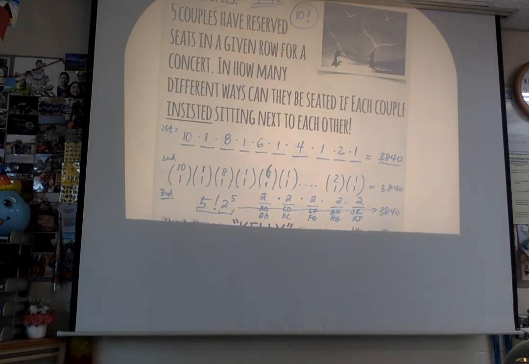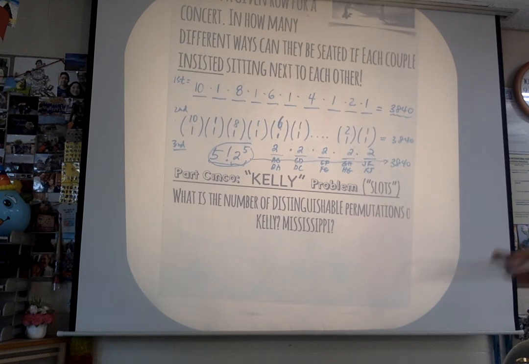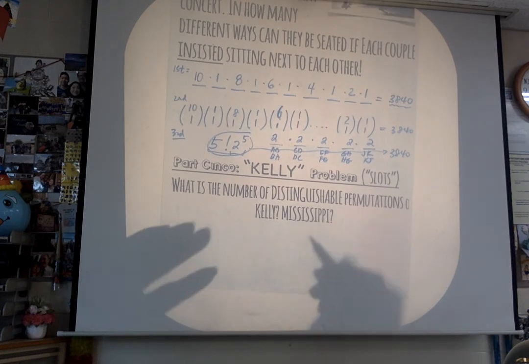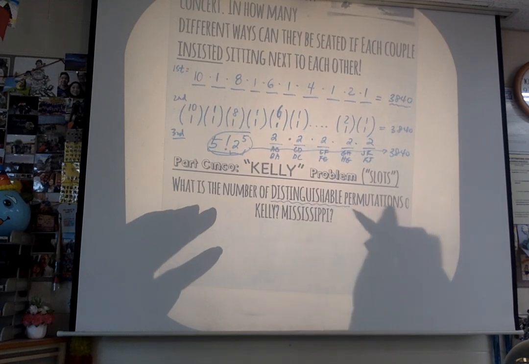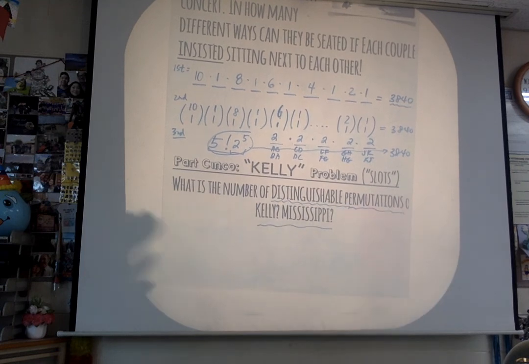Amazing, right? Amazing, okay? So if you want to think of it this way, you can, or this way, or this way. They all work, okay? Let's go on to part 5. Part 5, Kelly problem, which is also using slots, okay? What is the number of distinguishable permutations of Kelly and Mississippi?